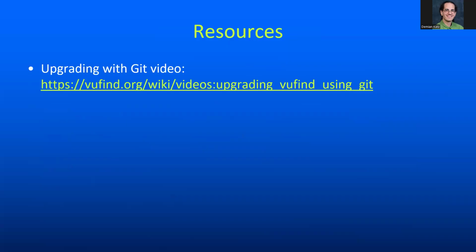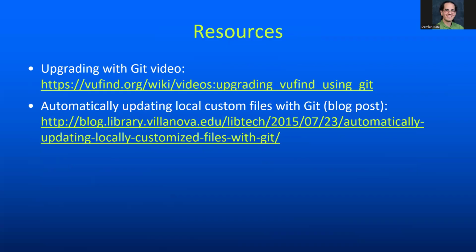I recorded a video a few years ago showing how I use Git to make the upgrade process less painful. If you have a lot of customizations and you haven't already watched that video, you might want to take a look. I also wrote a blog post 10 years ago now, but it's still relevant about how I use Git and some other tools to automatically update my local custom configurations and themes with upstream changes without having to manually diff everything. Again, if you have a lot of customizations, check this out. It might save you a lot of time and effort.